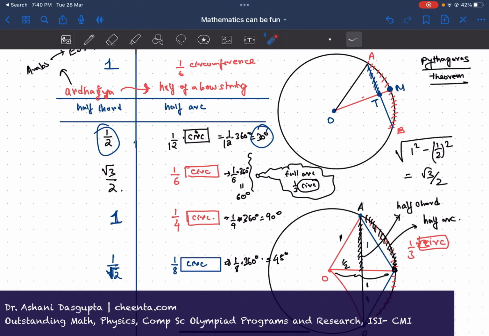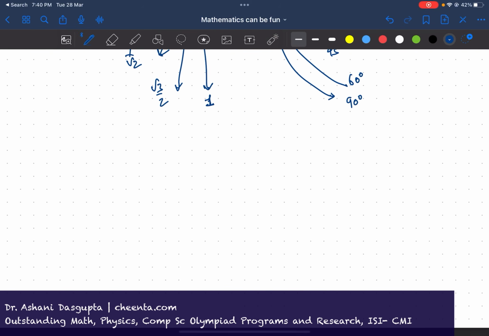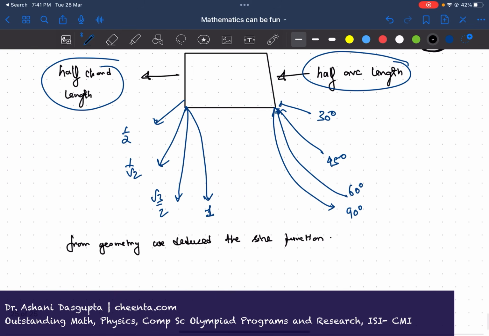And then there are certain values which cannot be computed in the way we have done using Pythagoras theorem. So we have started with trigonometry, and from scratch, from geometry, we deduced the sine function, which takes input as half arc lengths and gives output as half chord lengths.